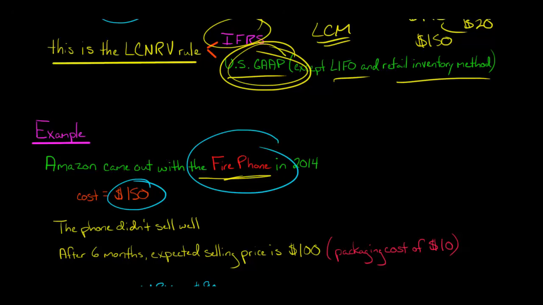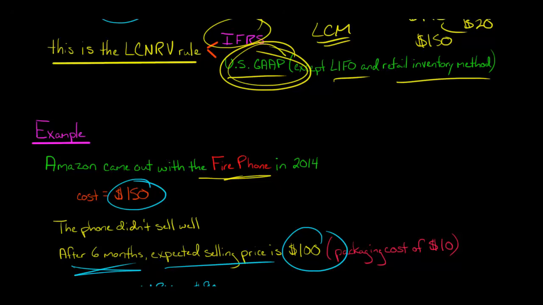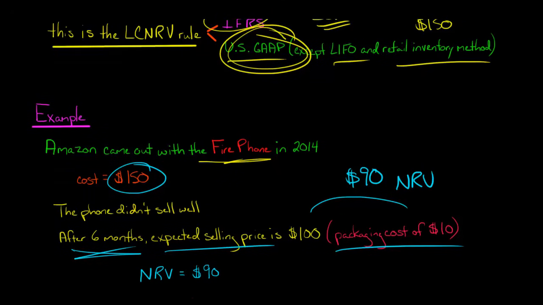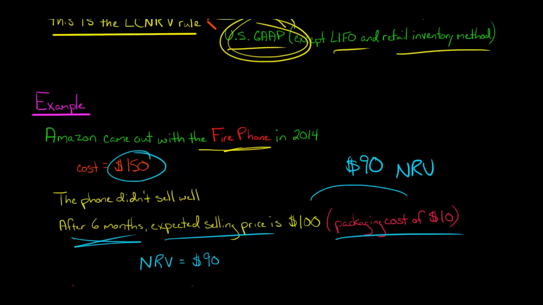The Amazon Fire Phone was not a big success, and within a couple of years, it was pretty much done. They pulled it. They were no longer selling it. But let's say after 6 months, they realized, whoa, we've got a problem on our hands. Customers don't really like this Fire Phone. Now we think the expected selling price is just $100, and we're going to have to incur some packaging costs or something to complete the sale. So really the net realizable value of the phone would be $90. I'm just making these numbers up. I don't know what the facts were for Amazon. I just know the Fire Phone was not a success.